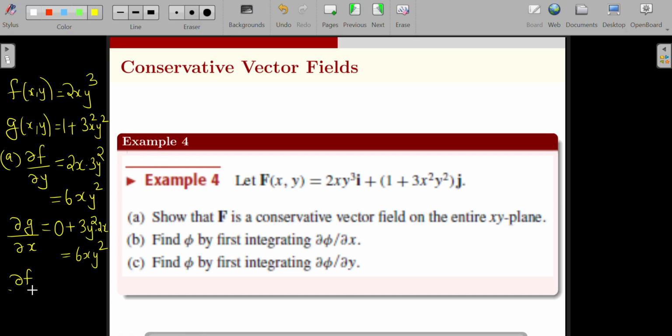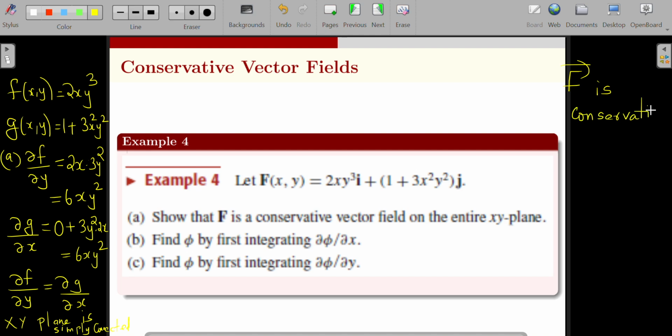So from this we can observe that ∂f/∂y is equal to ∂g/∂x, and moreover the xy plane is simply connected. So this means that the vector field F is conservative on the entire xy plane. So we are done with the A part of this question.